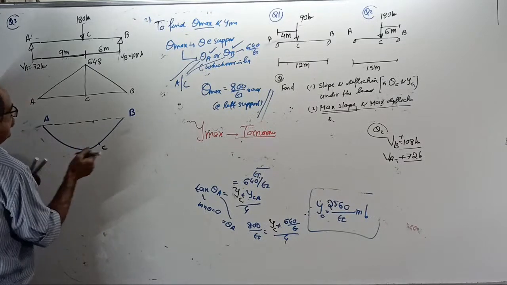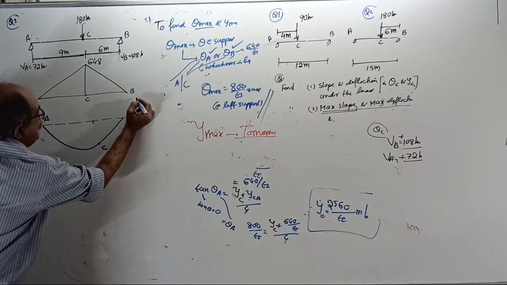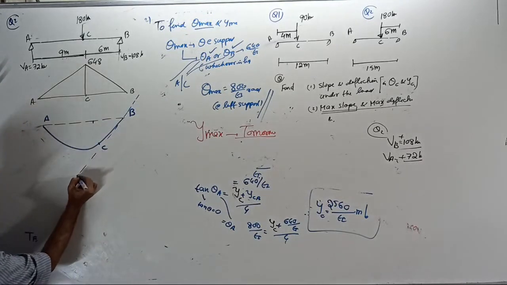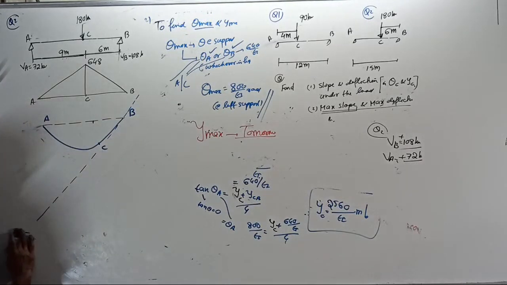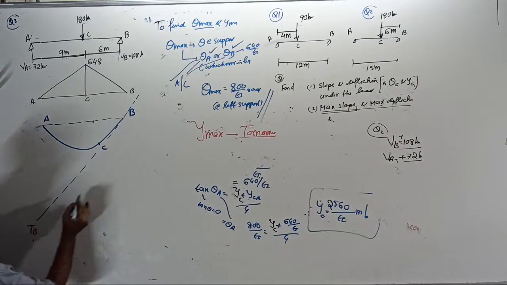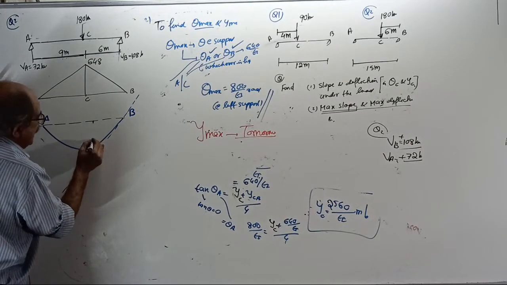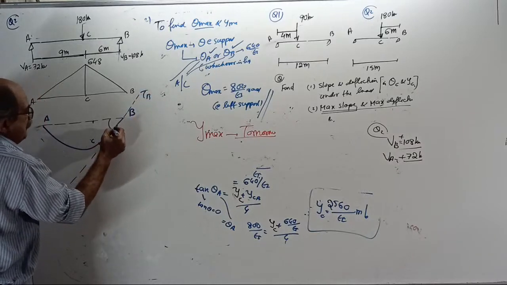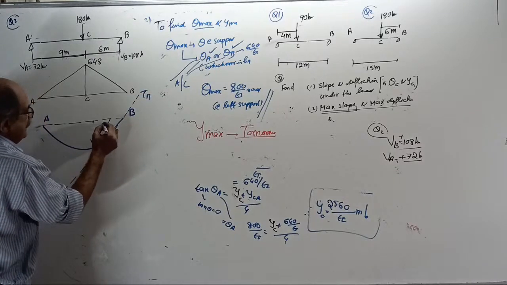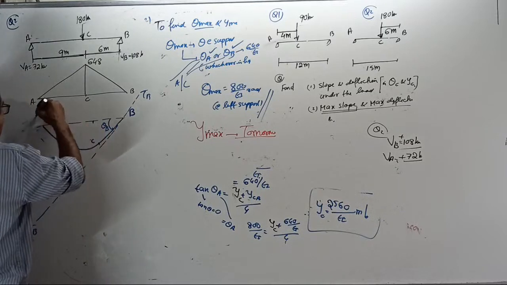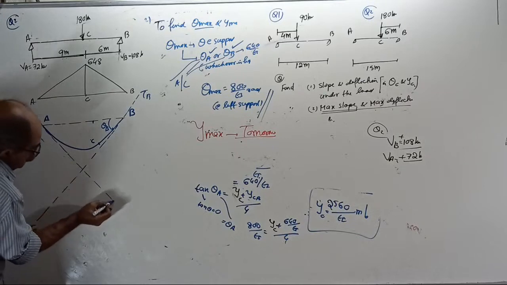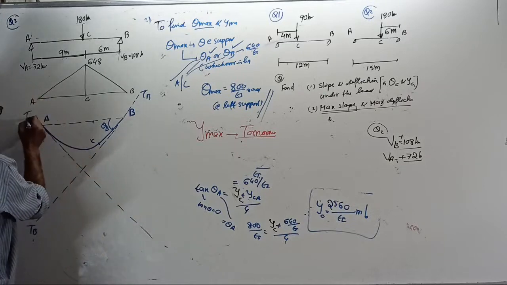Now draw the tangent at B. I should have a space problem here. Okay, this is the tangent at B. This is point C. This is the tangent at B, and this slope is theta B. This is the tangent at A.